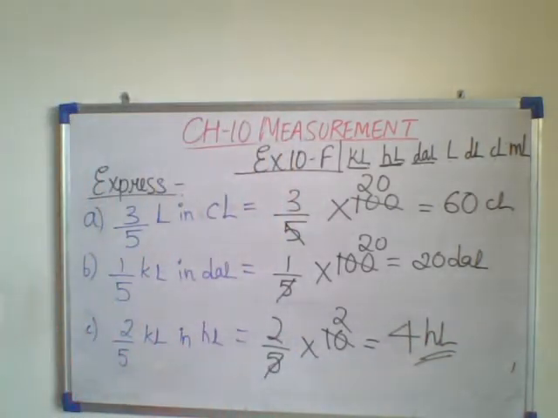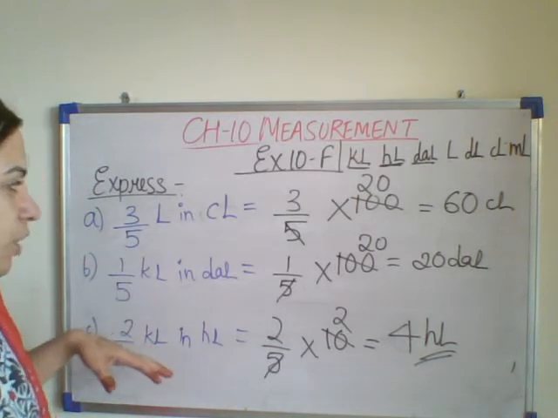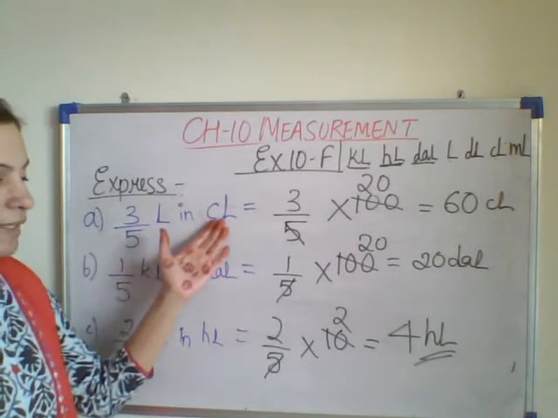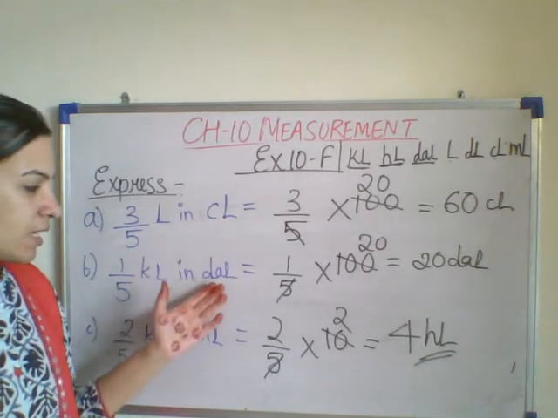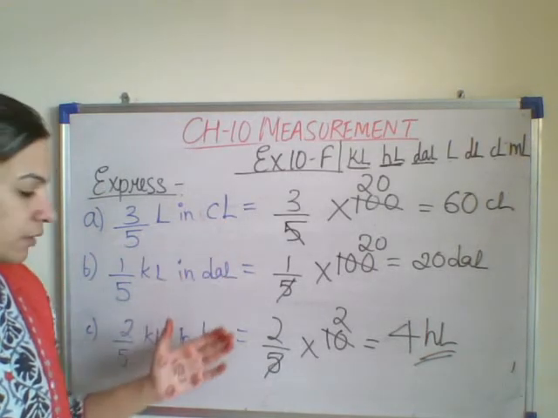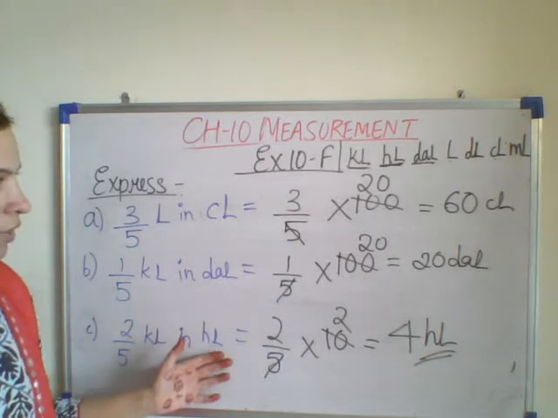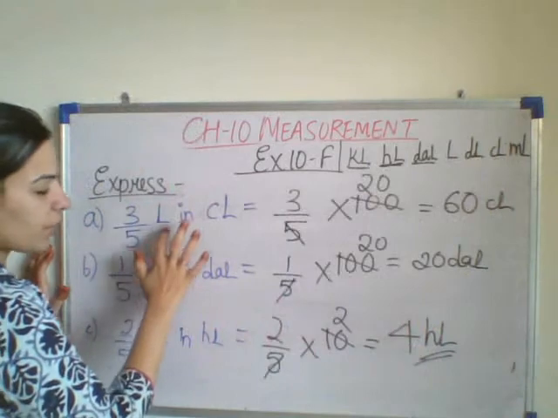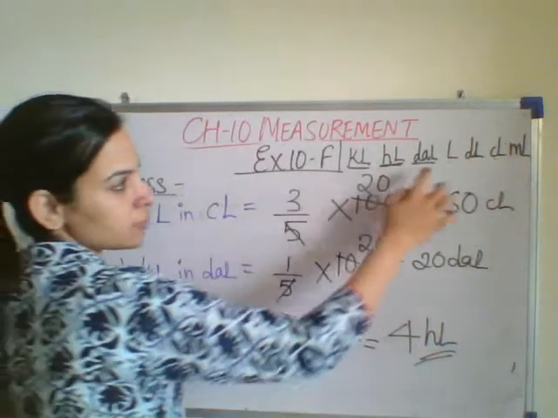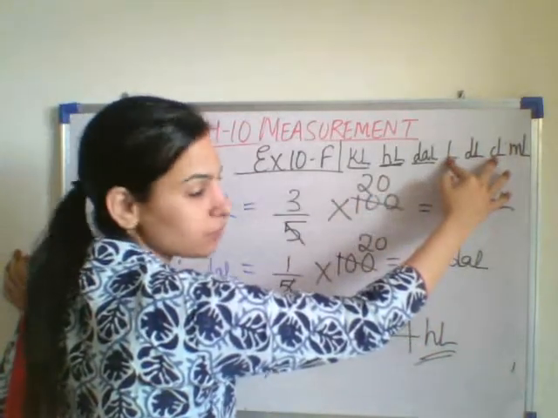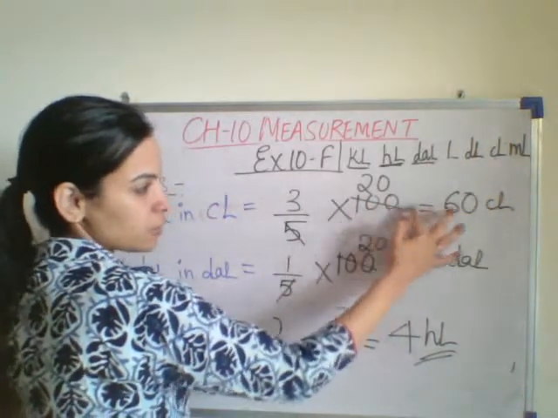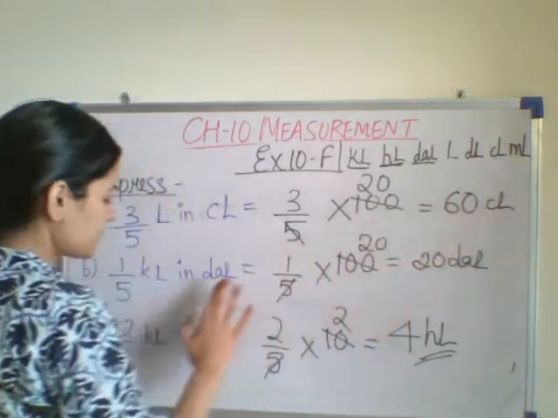So let us revise these problems. In this we have to express our answer either in centiliter, decaliter or hectoliter. Here I have written the units. 3/5 liter in centiliter. So liter is here, centiliter 2 steps away. So we have multiplied this with the 100. So you will be getting 60 centiliter.